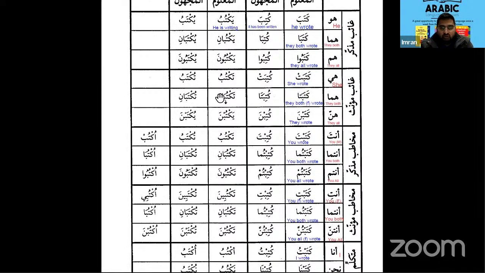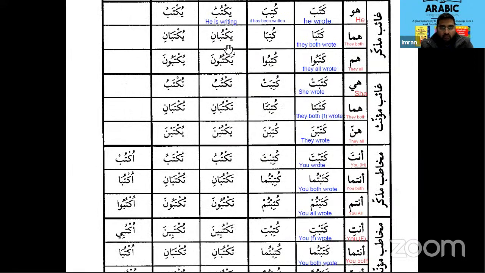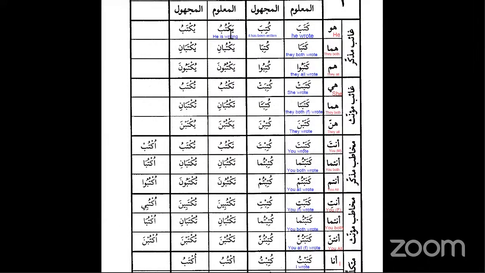Let's do yaktubu. Can you conjugate the 14 forms? Yaktubu, he is writing. Huma yaktubani, because I know this is new for you, so I'm going to go easy. Huwa yaktubu, he is writing. Huma yaktubani, they both are writing. Hum yaktubuna, they all male are writing. Hiya taktubu, she's writing.